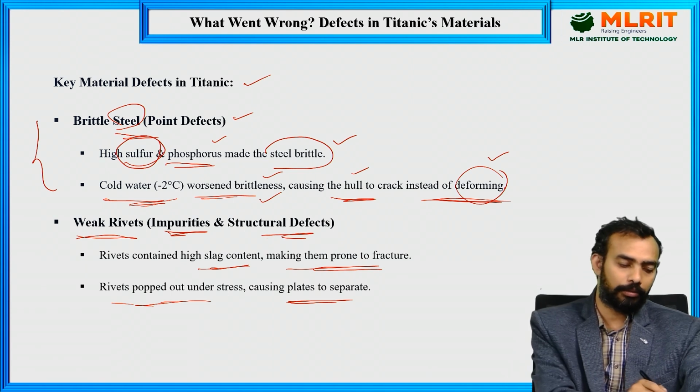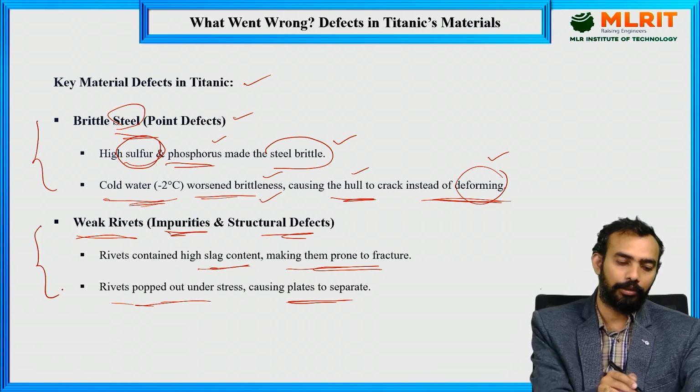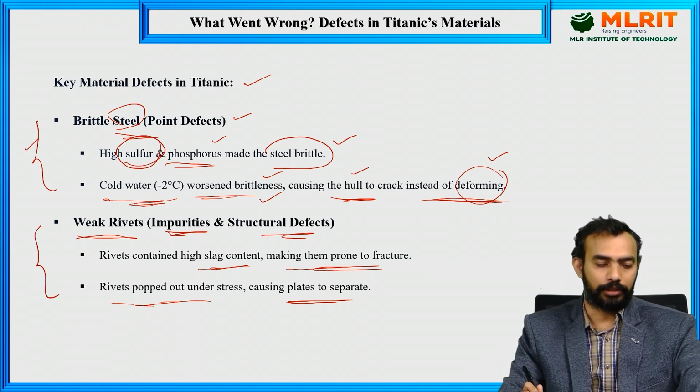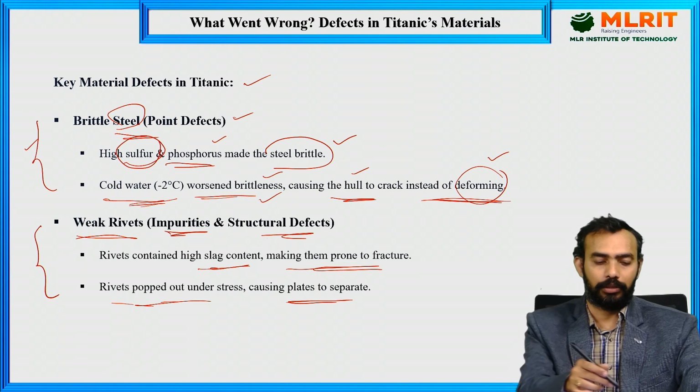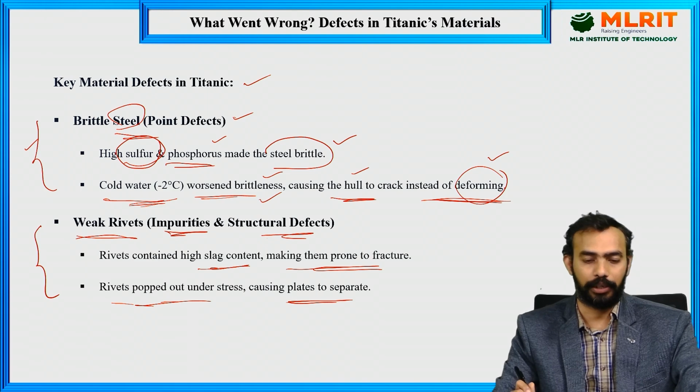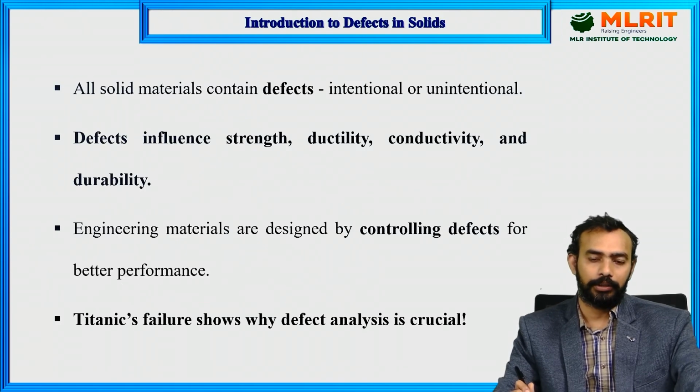So one cause was the joining failure, and another was the material selection. The selection of the right composition for the steel played a crucial role from the material perspective, and in this particular case it was found to have defects, which caused the catastrophic failure of the Titanic, right?